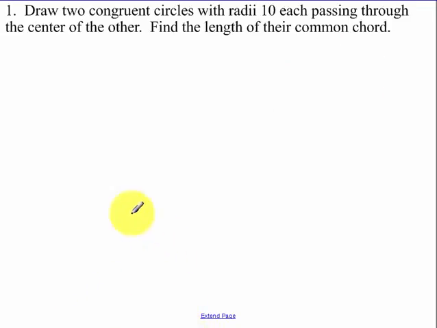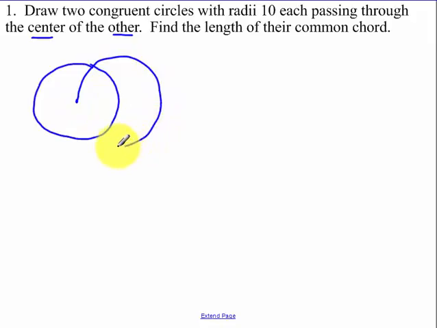So, some examples having to do with this concept. We have two congruent circles with radii 10, each passing through the center of the other. That's important, passing through the center of the other. Find the length of the common chord. So I have one circle, and I always draw these incorrectly, with a center, and my other one passes through the center of that circle. So each one of these points right here are our centers of our circle. I need to find the length of this common chord.